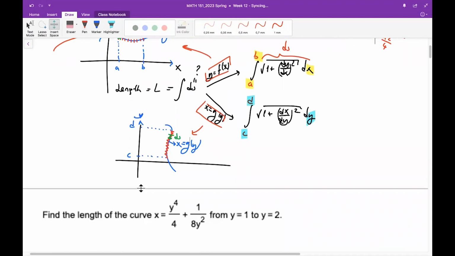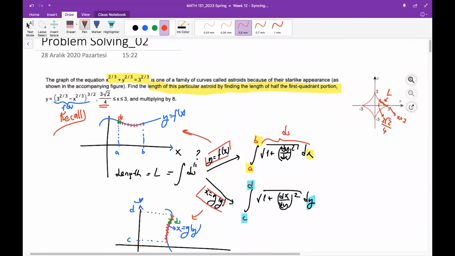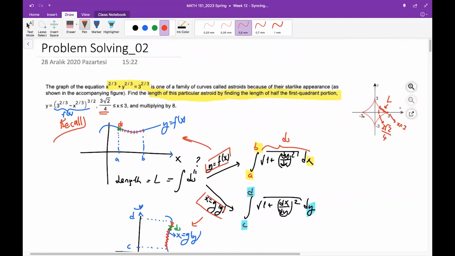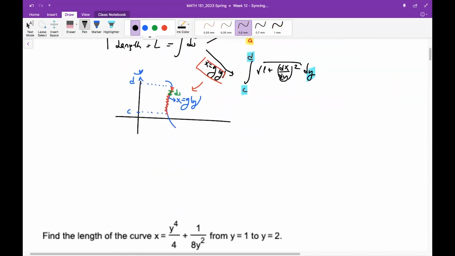And now it's time to apply all those ideas to compute the length of this given curve, I mean, in the first quadrant, half portion. So y is given with this expression. Let's turn back to the question.